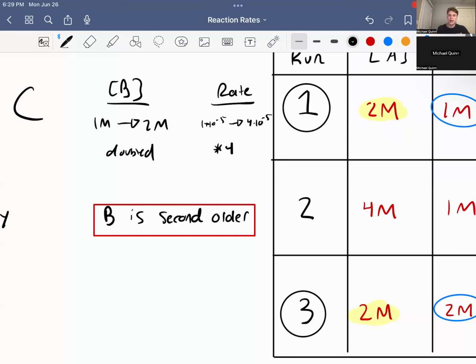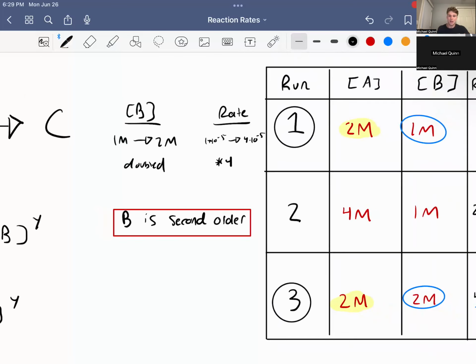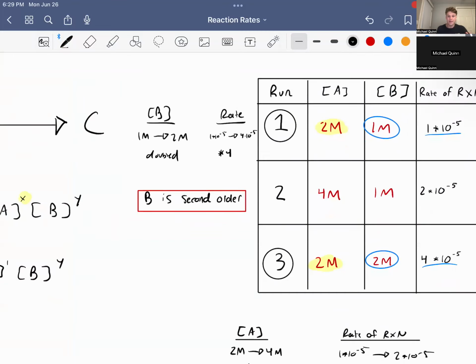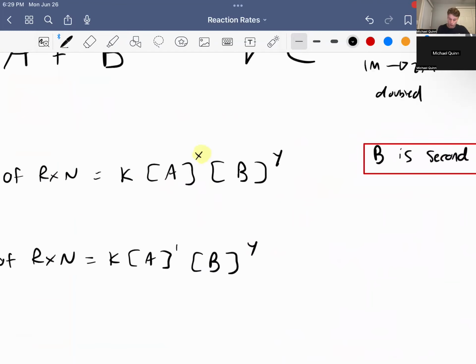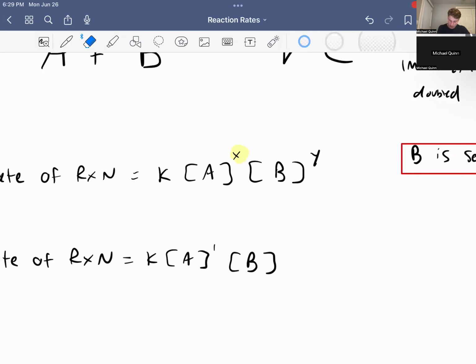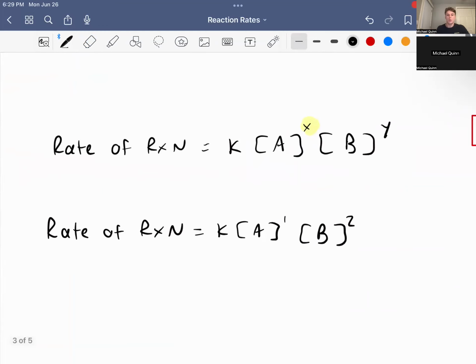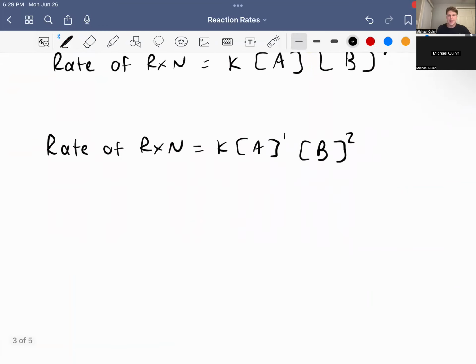If we were to say B quadrupled, the rate would go up by 4 raised to the factor of 2. So it would go up by a factor of 16. So that's what it means to be second order. It goes up by that factor raised to the second power. And that makes sense because what we will do is we will denote B second order by putting a 2 right there.